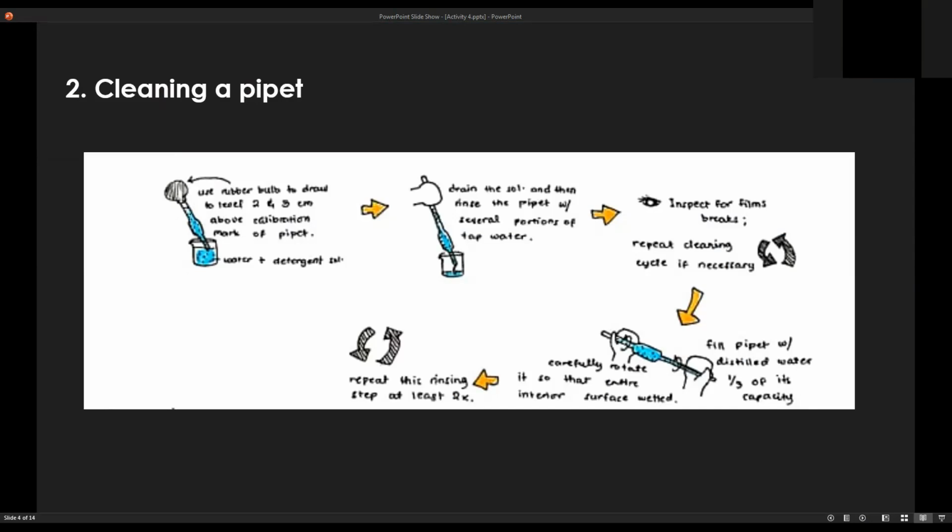Then fill the pipette with distilled water, about 1/3 of its capacity, and then rotate it so that the entire interior surface gets wet. Then, the rinsing step, repeat it at least 2 times.